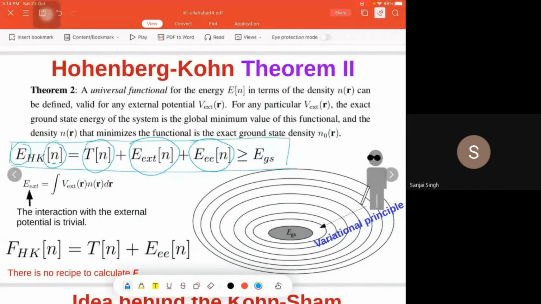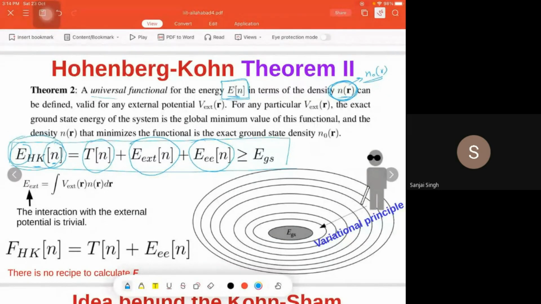Now, what this theorem says is that there is a unique functional for this term, E, which depends on the charge density. If you somehow determine this for the ground state, if your density corresponds to the ground state density, that is the only density which will minimize this functional. This is what the theorem says. Let me read it for you.